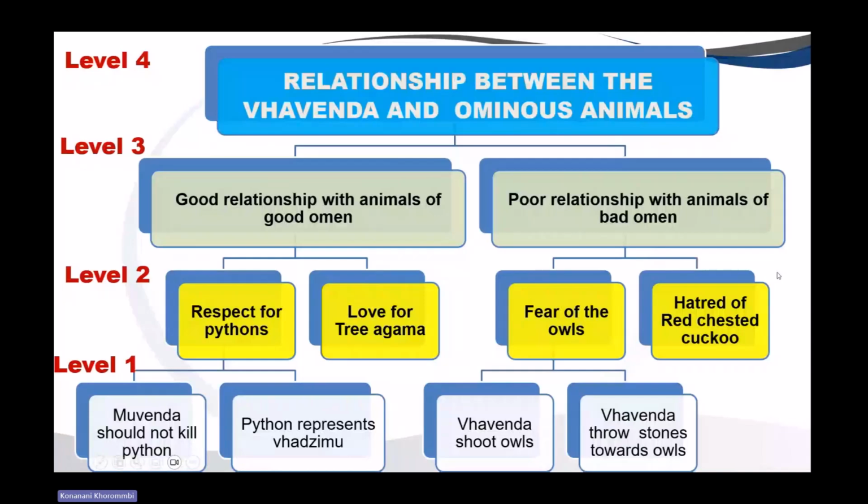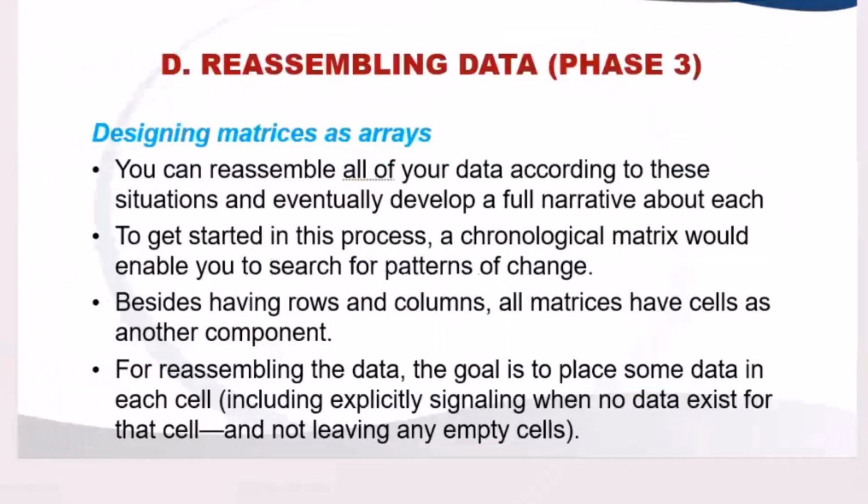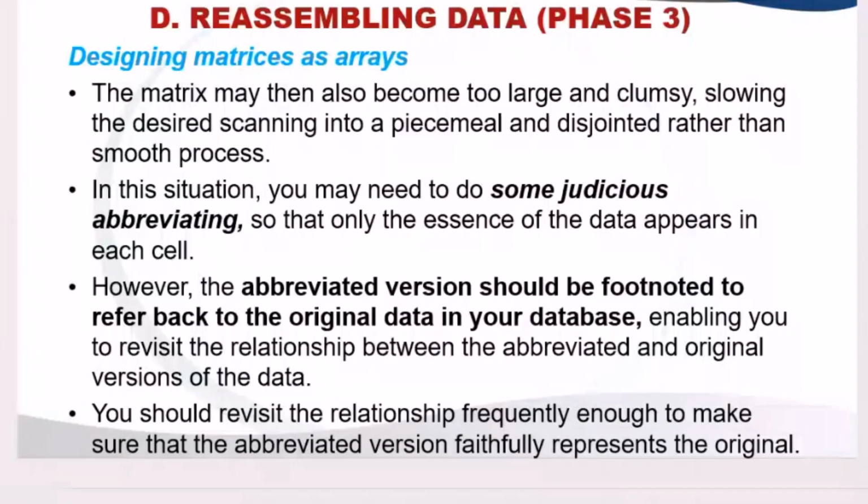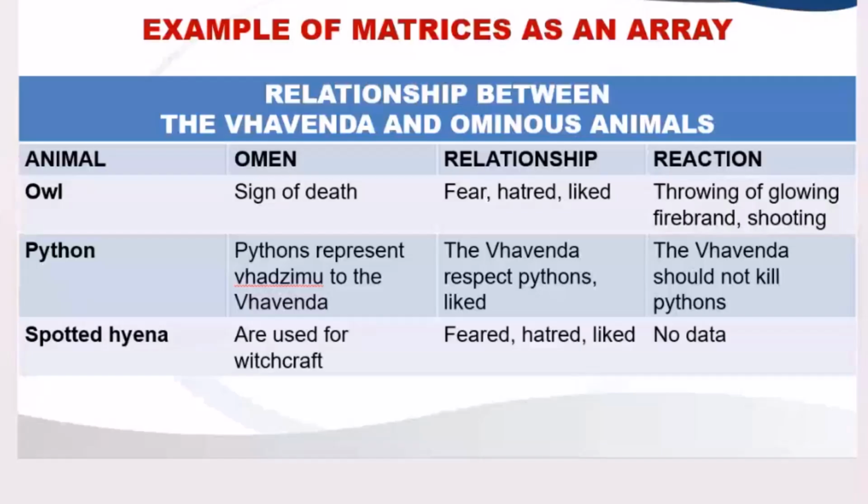This is when you're designing matrices as an array, not a hierarchy. You use a table like this one. Do you see it, colleagues? Now, the heading is the relationship between the vendor and the omnivorous animals. It's the same as what we did with the hierarchy. Then this example has put headings. Now you can see that there is a heading, Animals. Now we can talk about this animal and describe it under that heading.